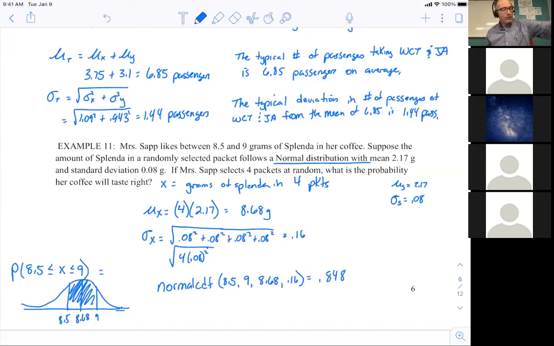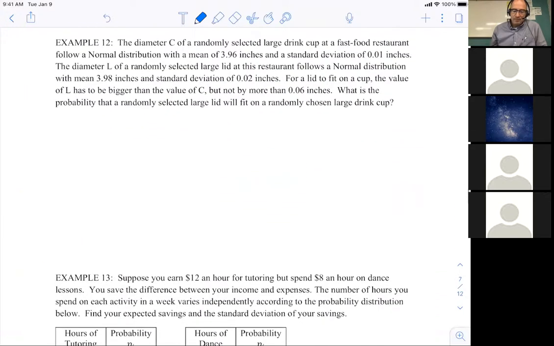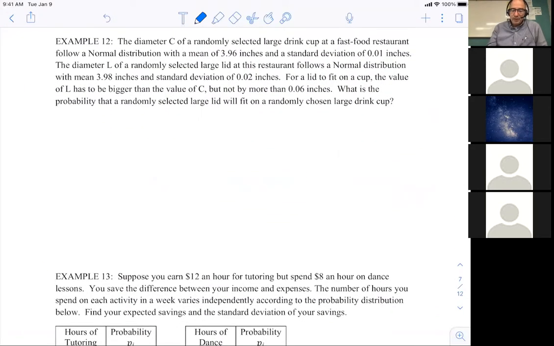All right, we got 2 more examples to roll through, and then I'll end your pain today, because I definitely am long-winded today. The diameter C of a randomly selected large drink at a fast food restaurant follows a normal distribution. So again, we're always going to look for that, with a mean of 3.96. So if we're defining our variables here, we know the mean of a cup is going to be 3.96, and a standard deviation of 0.01. So that means the standard deviation of my cup is going to be 0.01.